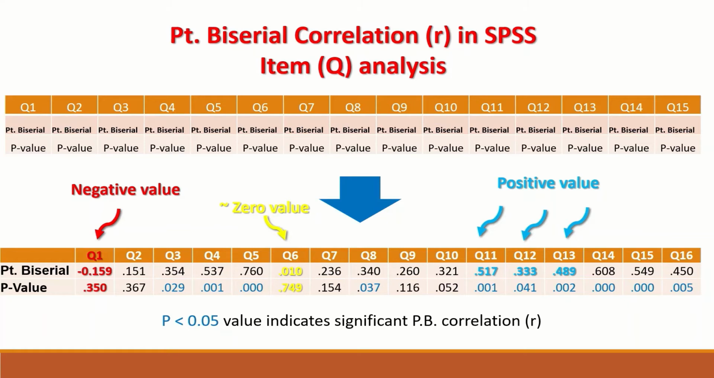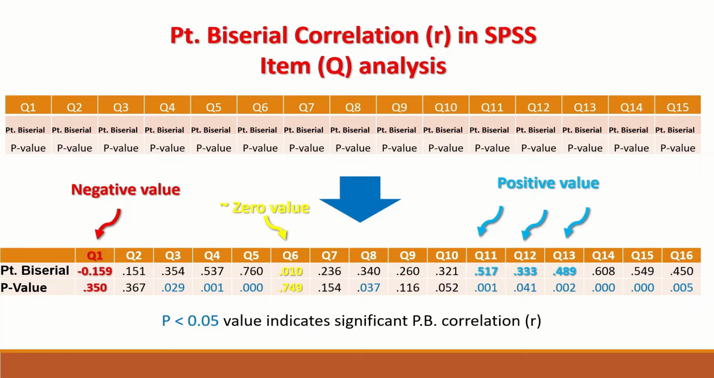as it is negative. If we look at question number 6, which is labeled yellow, we can see the value for the coefficient, or the R, is close to 0 and the p-value is very high. So this question is not discriminating between high and low performing students. It is close to 0 and is considered a bad question, and it is required to be either modified or omitted from the exam.